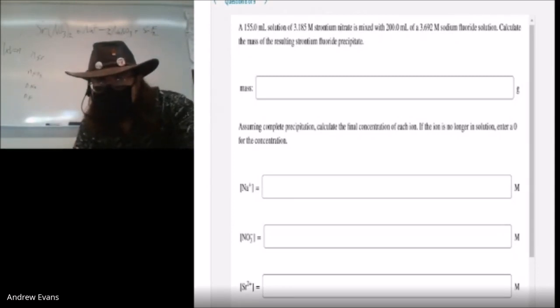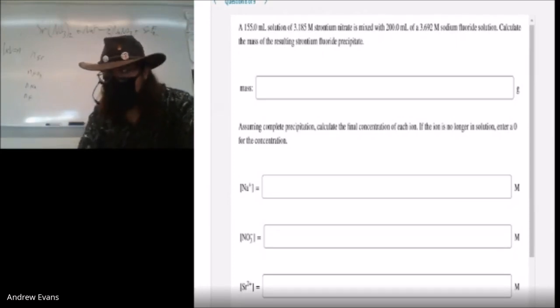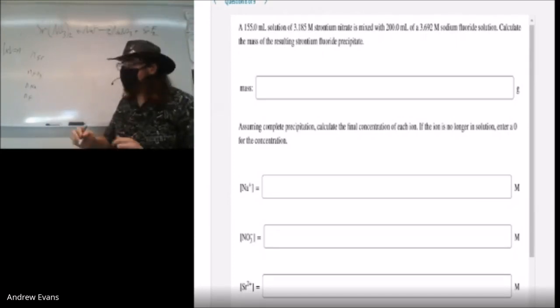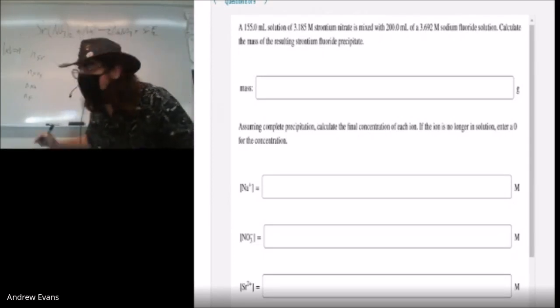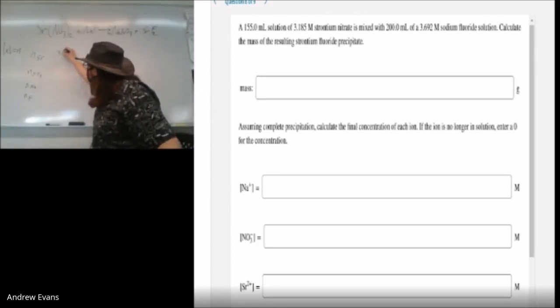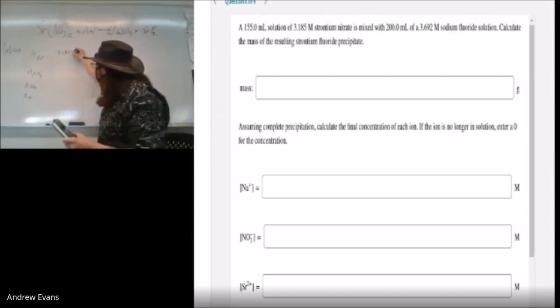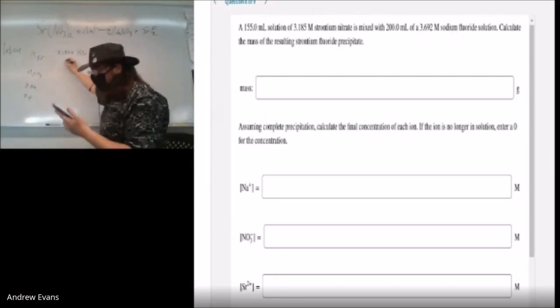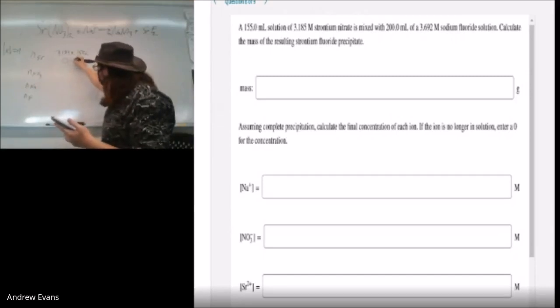So, for example, strontium, probably the easiest. 3.185 times 0.155, since it's molarity times volume. So 3.185 times 0.155 liters gives us 0.493675 moles.